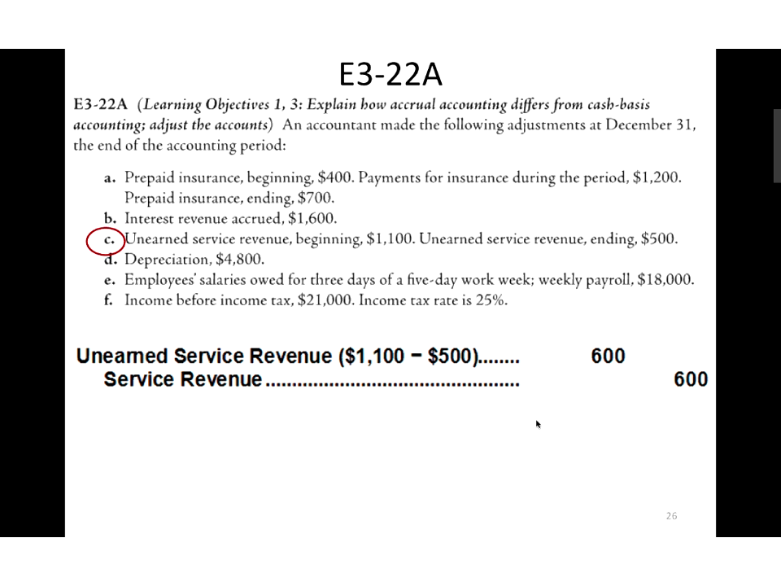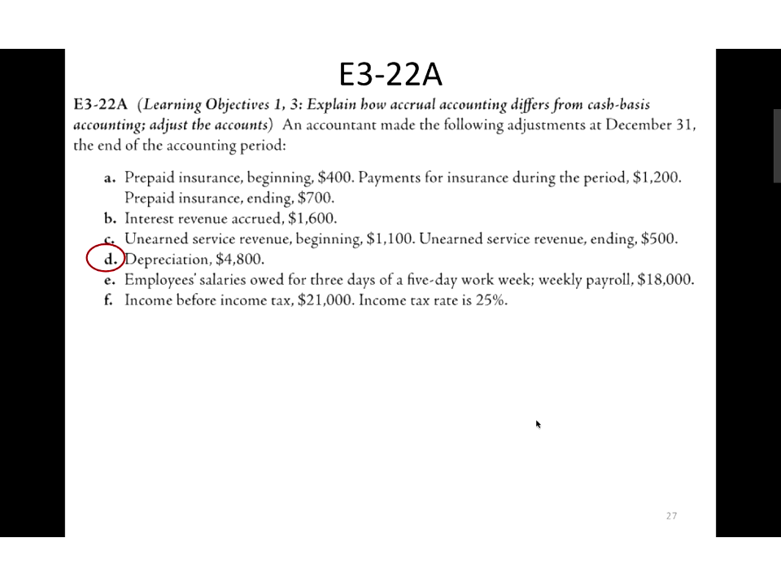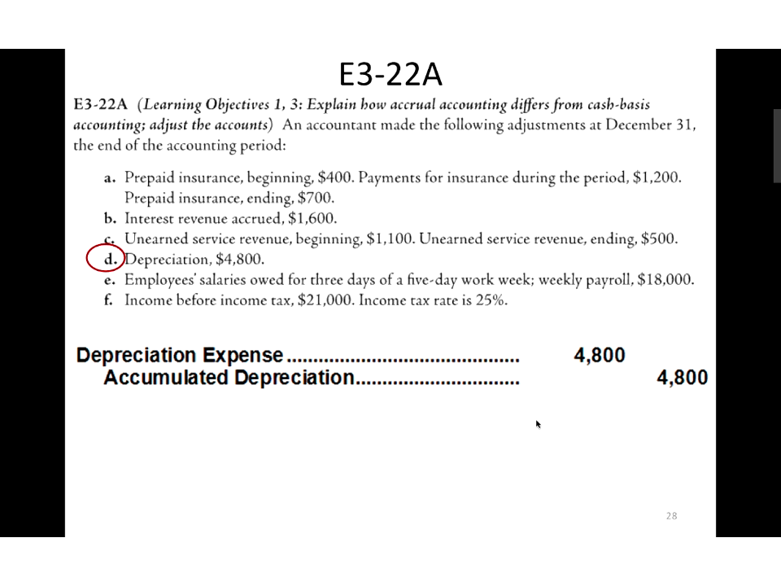Okay, so again, every one of these entries is a pretty standard adjusting entry. This one we're doing right now, C, is to recognize unearned service revenue as being earned. Then we move on to entry D, depreciation. They're telling us it's 4,800. We don't need to memorize this entry. We just write our depreciation entry, which is very standard. We're going to recognize depreciation expense and credit an account called accumulated depreciation.